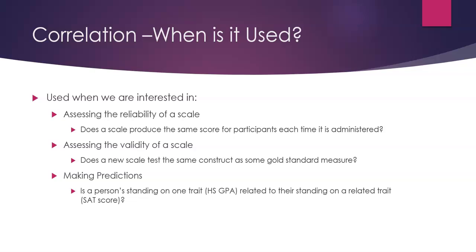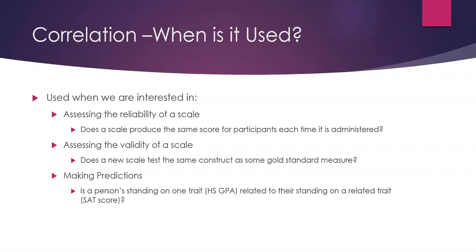And finally, the way in which we're going to be using correlations is to make predictions, right? And again, kind of going back to that previous example, it asks the question, is a person's standing on one trait related to their standing on a related or similar trait? So in this case, to what extent is high school GPA and SAT score correlated? Or we could ask, to what extent is high school GPA correlated with freshman year college GPA?